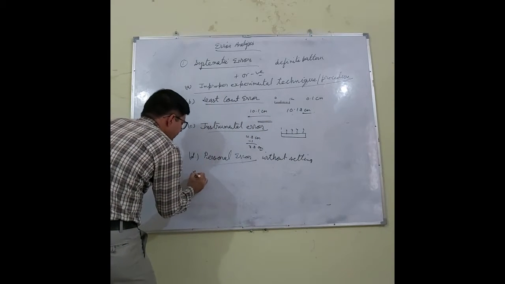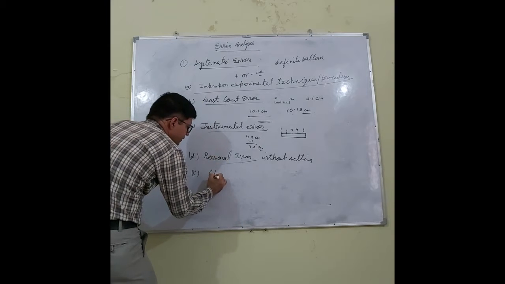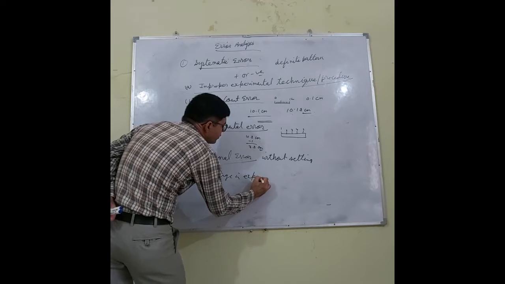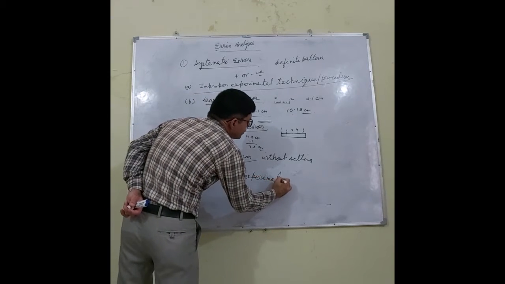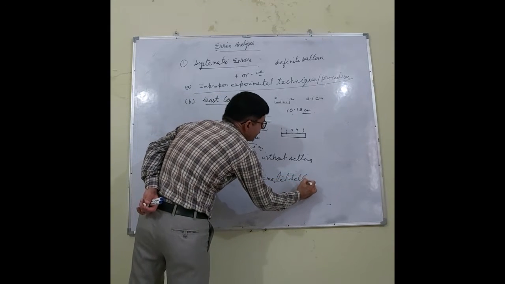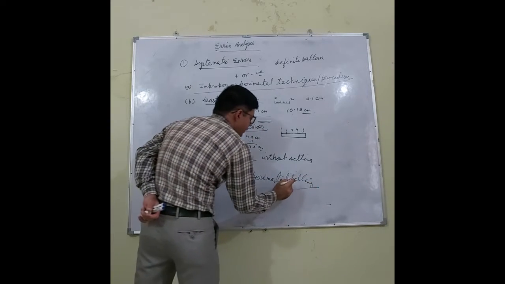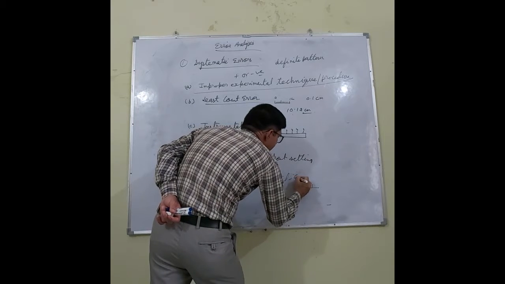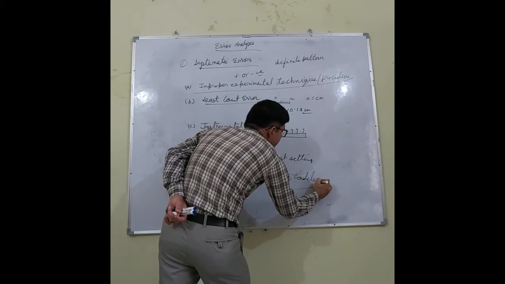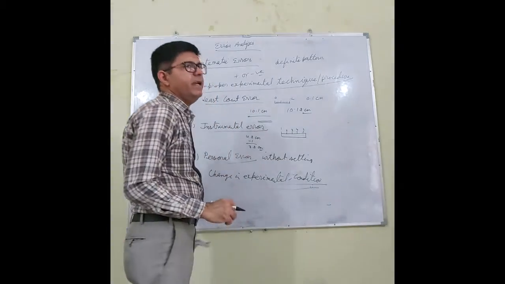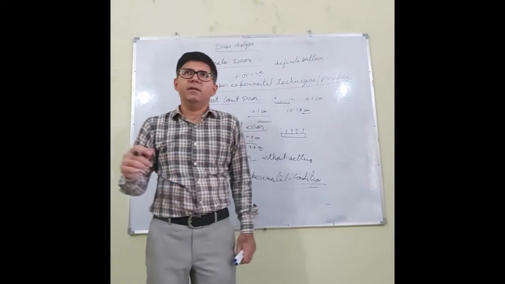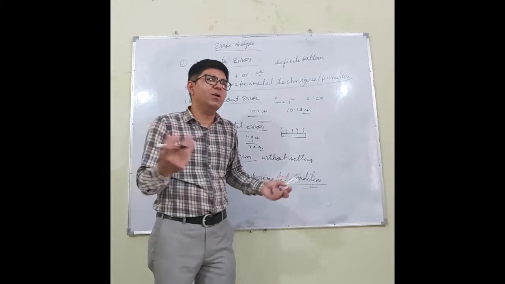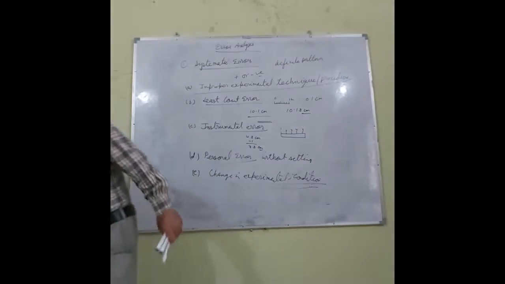And the next category of errors is change in experimental conditions. Whenever we are doing some experiment, there is a change in the physical conditions, like a change in the voltage, a change in the temperature, or a change in the pressure. Because of that, we don't get the correct value.